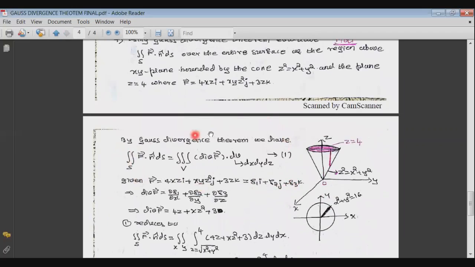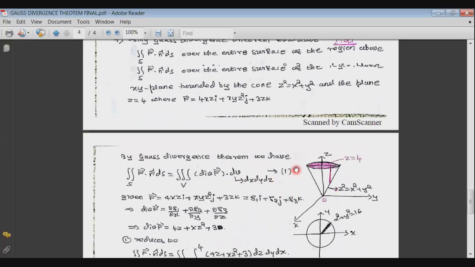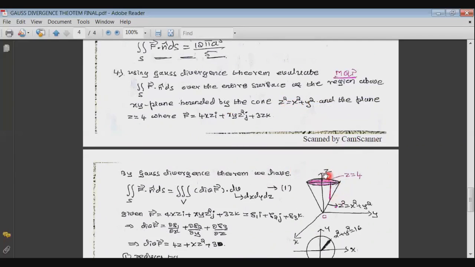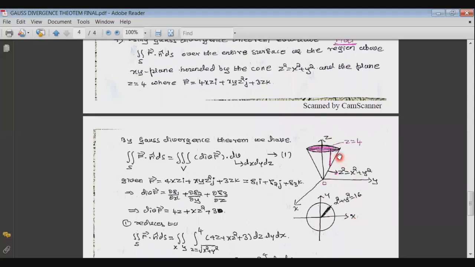Now by Gauss divergence theorem, first we can write the statement, that is double integration over the surface S of f bar dot n cap dS equals triple integration over the volume V of divergence of f bar dV, where dV is given by dx dy dz. And the cone z square equal to x square plus y square is going to be like this. This is x axis, this is y axis, this is z axis. And the equation of the cone is given as z square equal to x square plus y square. And now, once we get the orthogonal projection, this represents a circle, and this is the surface z equal to 4. If you take z equal to 4, that gives you x square plus y square equal to 16.